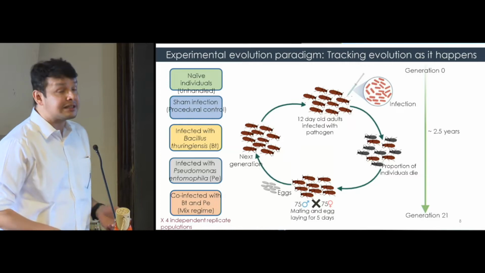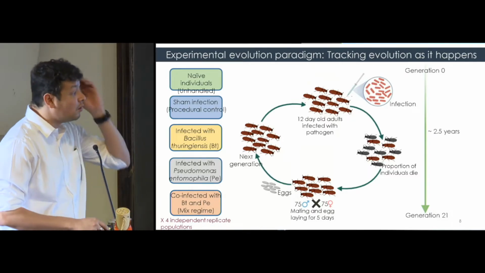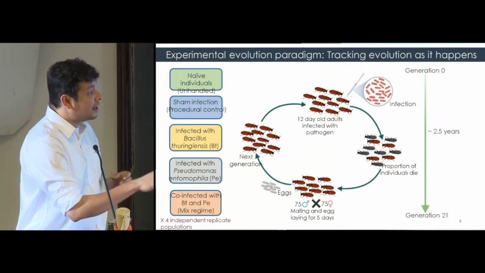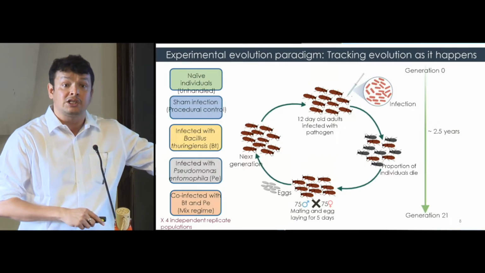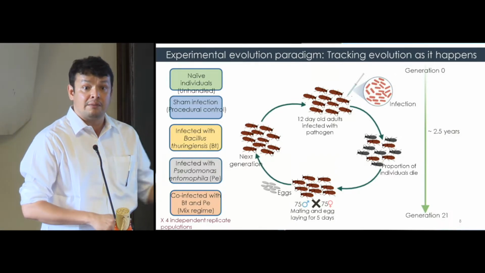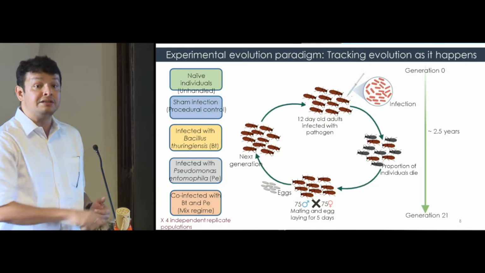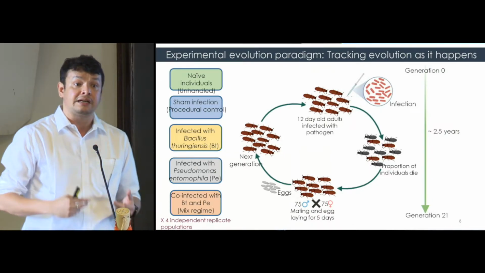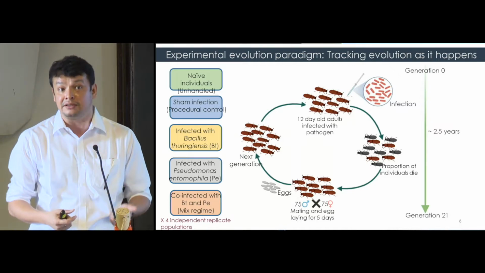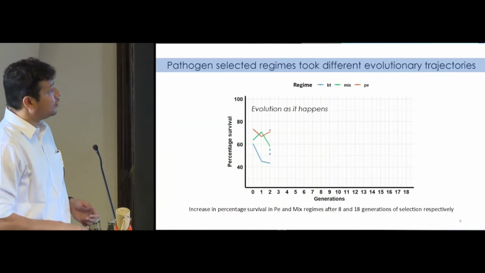And this experiment has been continued for almost 21 generations now. We have been continuing the experiment for the last 2.5 years, right? So now these beetles have been living with these pathogens for 21 generations, and we have already started seeing some very interesting patterns. Okay, so this is what it looks like.